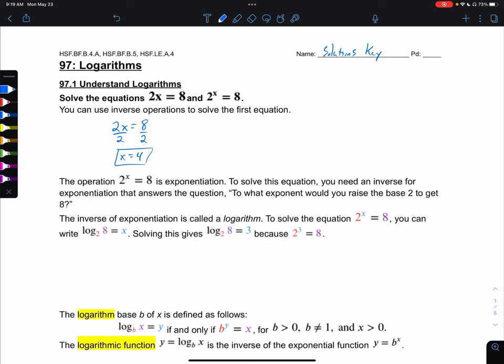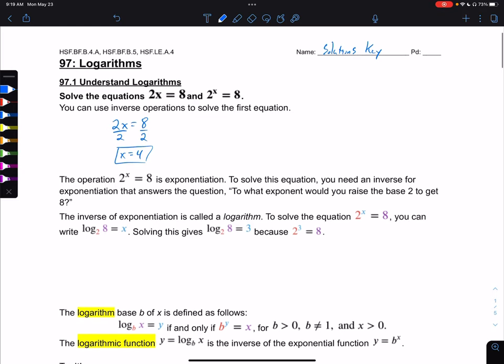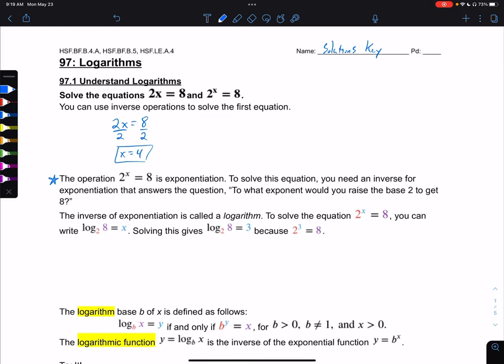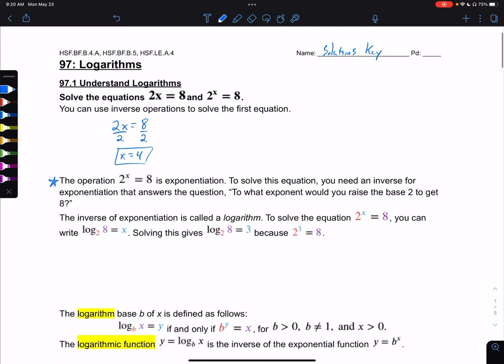I'll say it a couple more times. So now here, the operation 2 raised to the x power equals 8 is exponentiation. To solve this equation, you need an inverse for exponentiation that answers the question, to what exponent would you raise the base to get 8? Now, at times, you could figure this out in your head and think, all right, 2 raised to what power is equal to 8? But we want an actual process for when problems get more complicated and more involved.